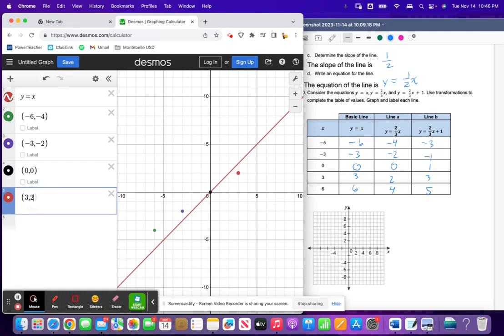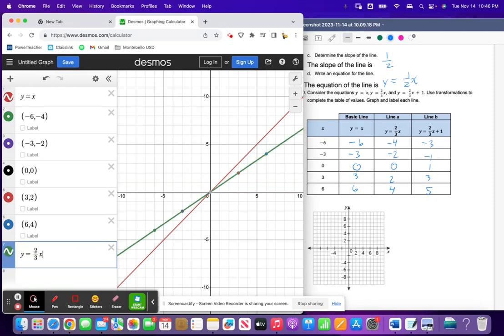You've got to put the parentheses on. And 6, comma 4. Then you can start to see those points forming that line. So then I'll just type in the line just to confirm it. And that indeed goes through those points.